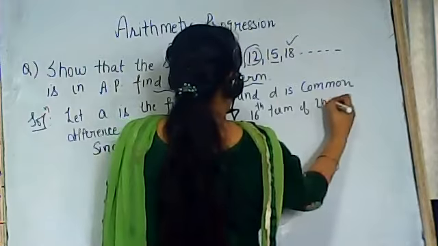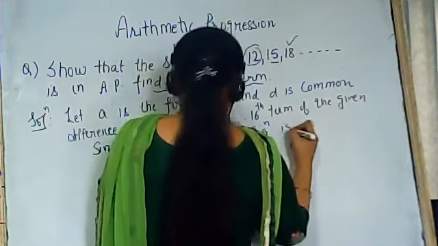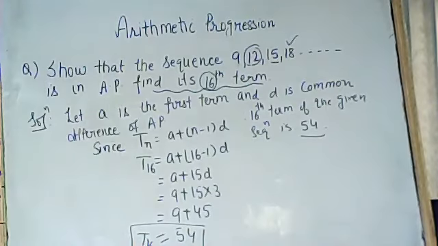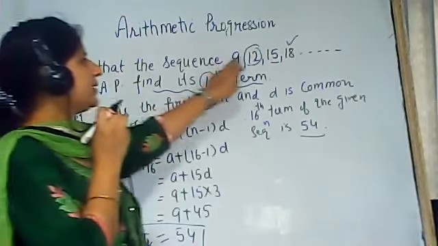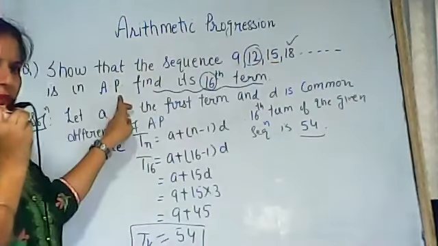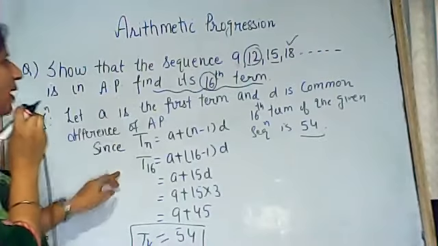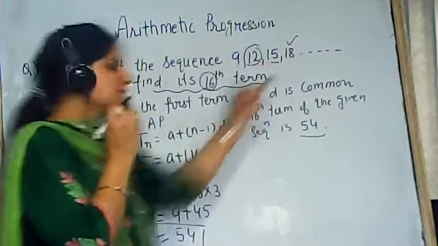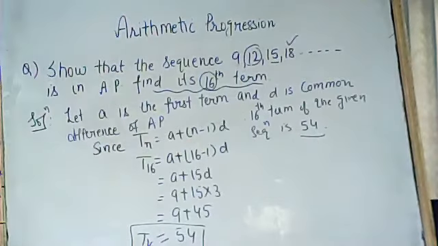Therefore, the 16th term of the given sequence is 54. So beta, this was the first example of arithmetic progression. Again, please have a look at this example. In the first part, we have shown the given sequence is in AP by finding out the common difference. And in the second part, we have calculated the 16th term of this sequence by applying the formula of nth term. So beta, this was the first example.